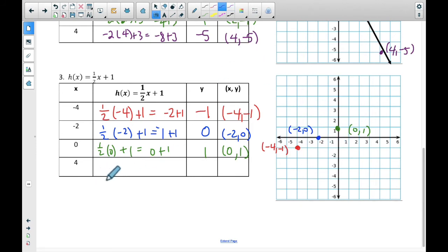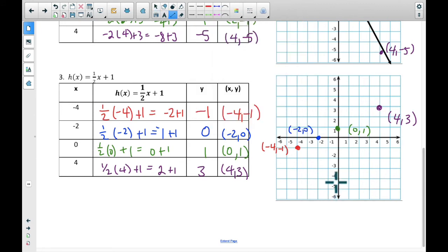And one more point is a 4. So I'm going to take a 4 and plug it in. Half of 4 is 2. So that's 3. So my point is 4, 3. Go to the right 4, go up 3. And there's my 4, 3. Now when I draw my line, I'm going to use a straight edge, and I'm going to draw that line. And again, I can see that there's a bit of a pattern because they all fit on the same line.